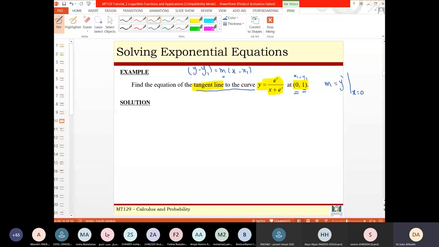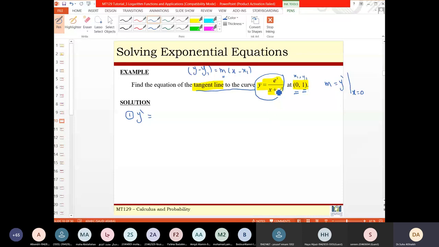So we have to find the derivative, substitute with x equal to 0 to get the m, substitute it in the equation with y1 and x1 and get the equation of the tangent line. So the first step, I have to find y dash. Now check y dash. Do you see how they are mixing the things? It's a quotient. It's a division of two functions.